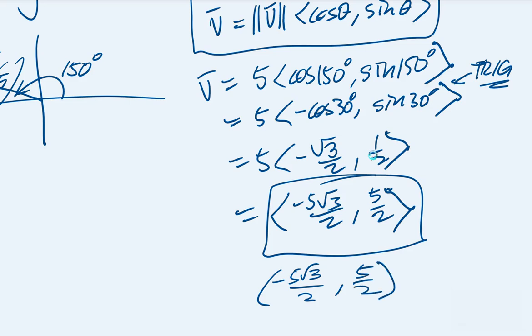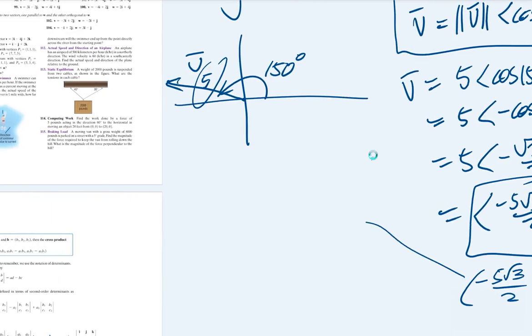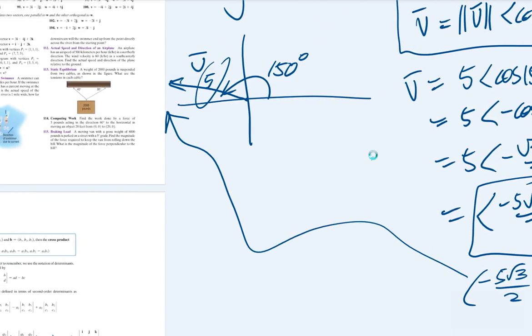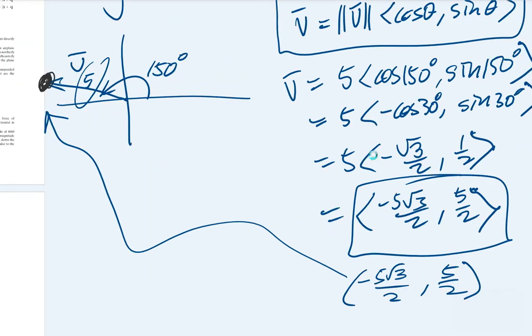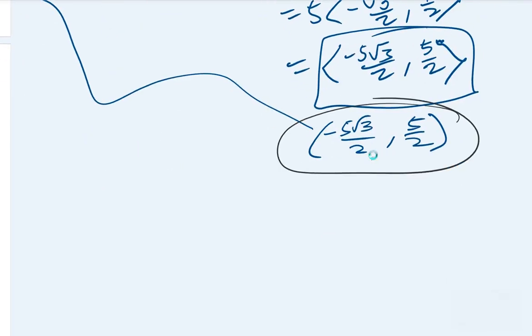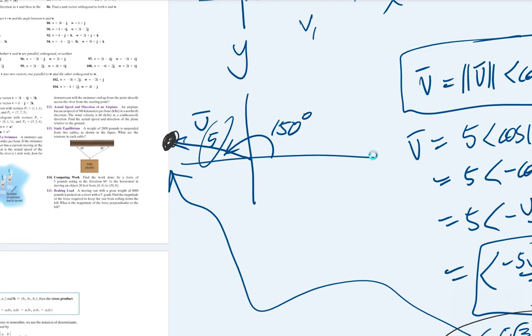That's the point. So if you go back to this problem here, the actual little point here that v ends at is this (negative 5 square root of 3 over 2, comma, 5/2). Okay, and so that's what's going on here.